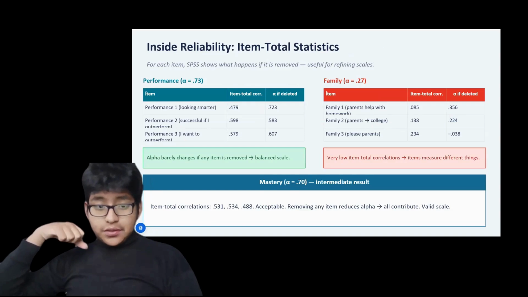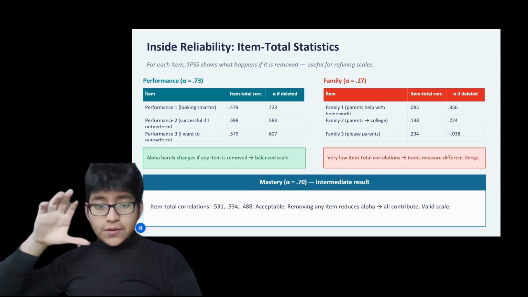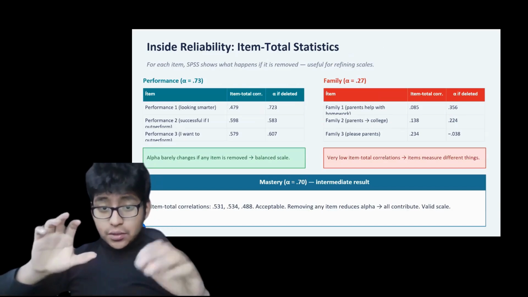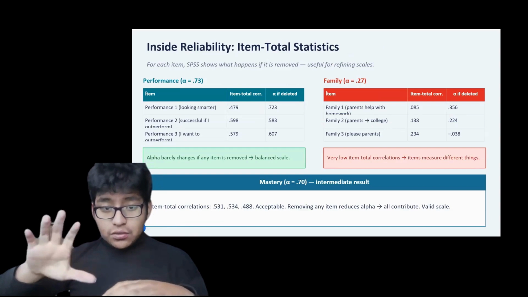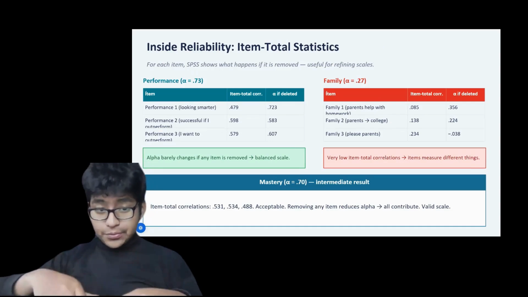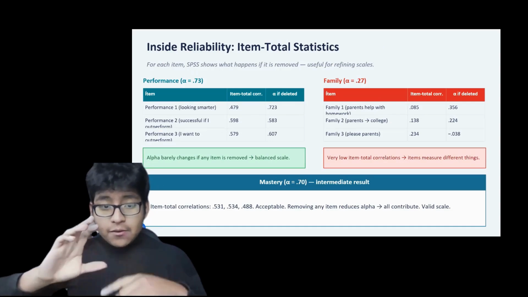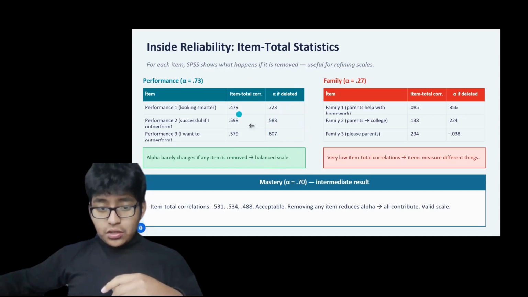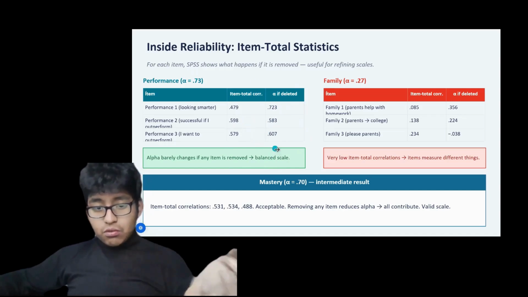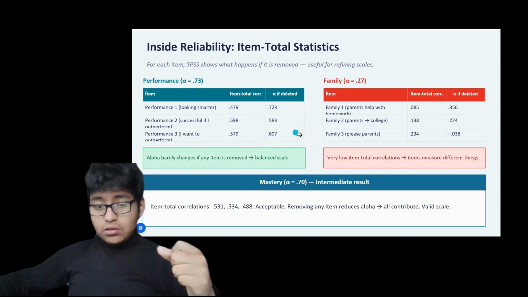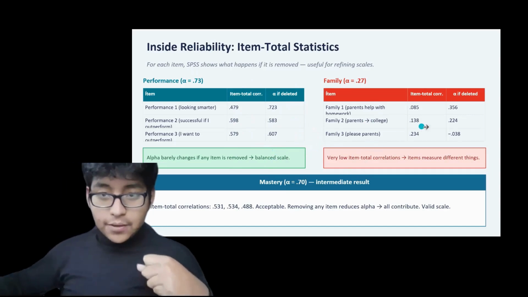Item total statistics. Here you see the alpha if one question is removed. If the result improves a lot, the question may have problems. In performance, the results do not change. This means the questions work well together, but in family, the relationships are very low, so the questions do not measure the same thing.